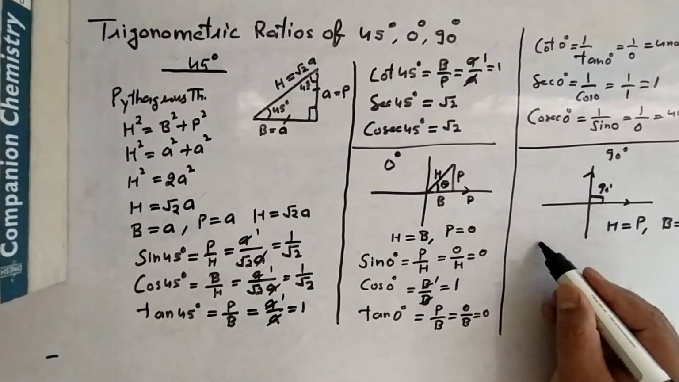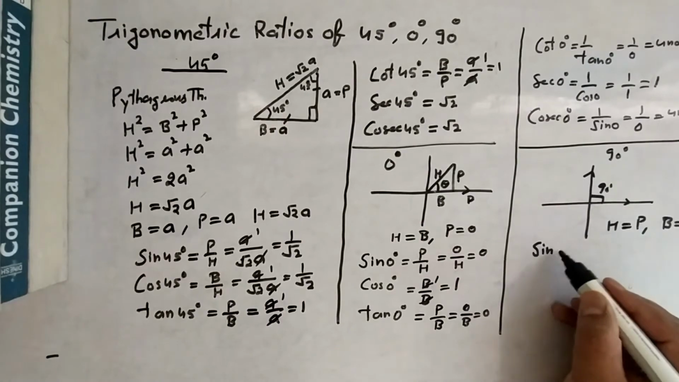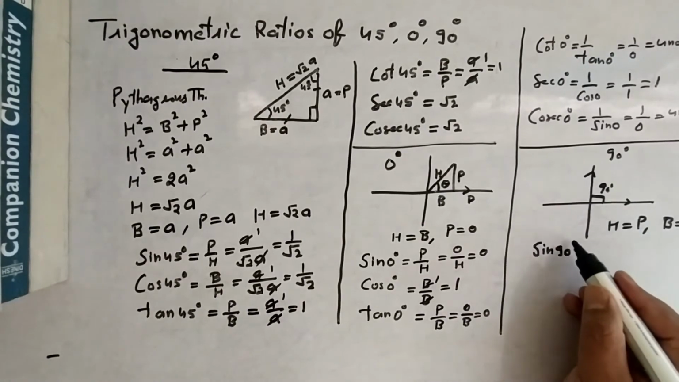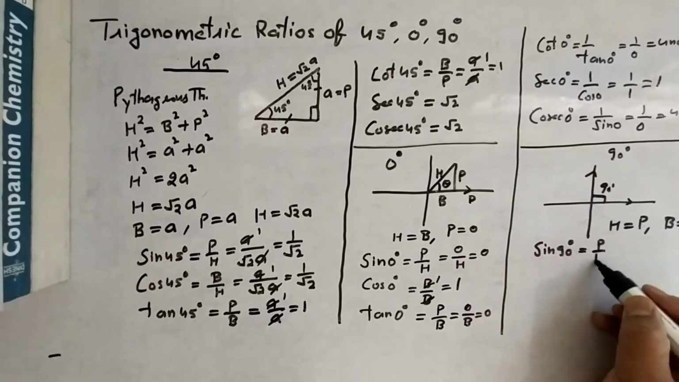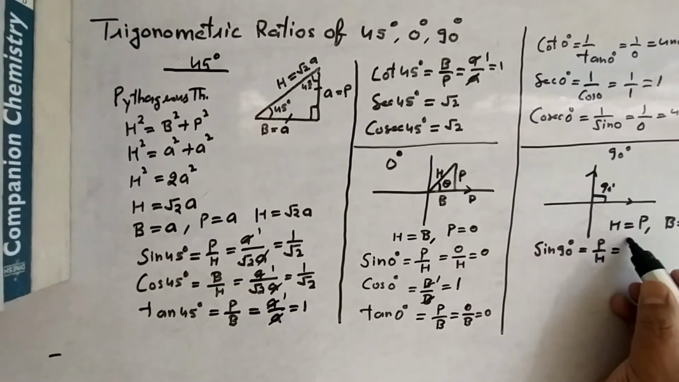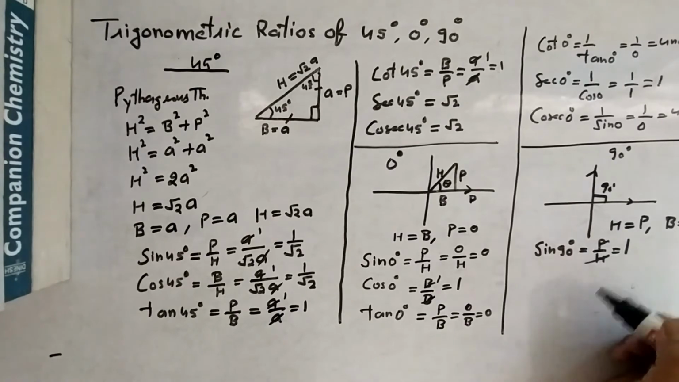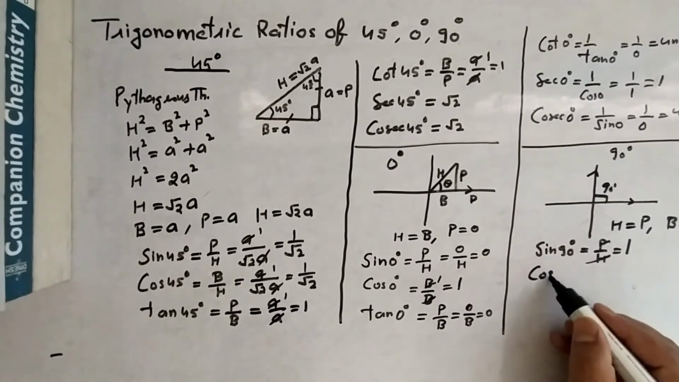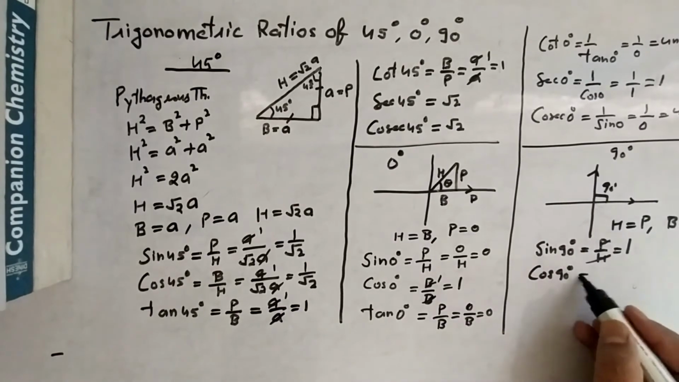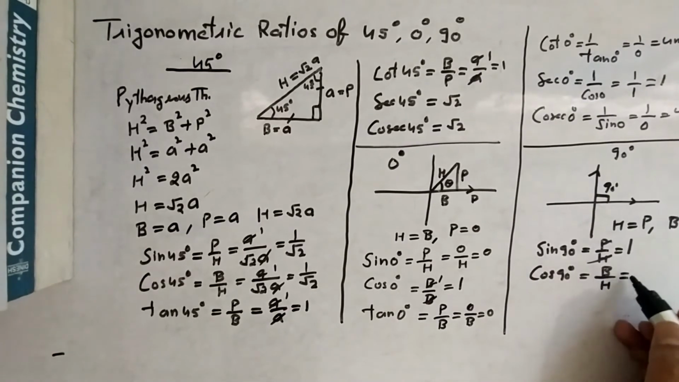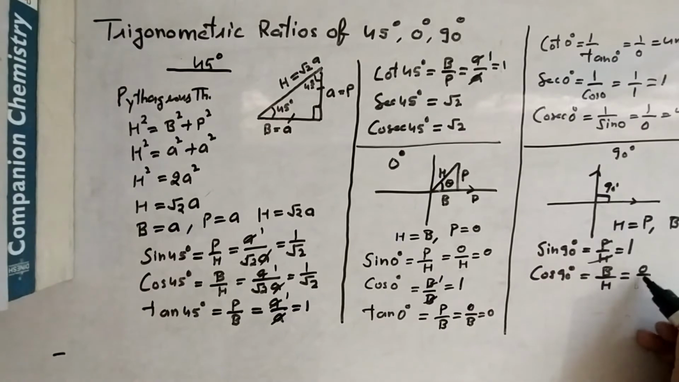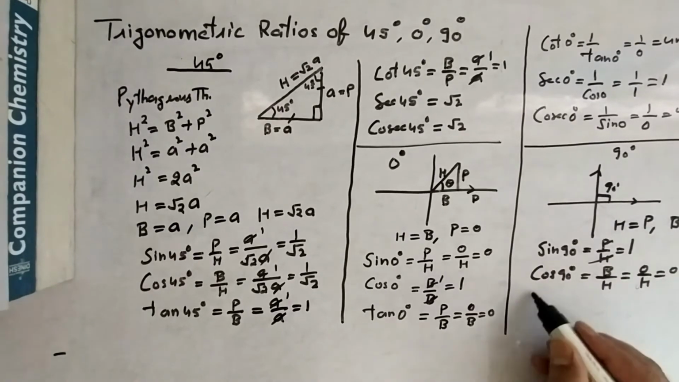Now what is that similar technique? What is sine 90 degree? In this case, sine 90 degree is nothing but perpendicular over hypotenuse. So you get 1 because they cancel out. Similarly, cos 90 degree, here you get base upon hypotenuse. So here base is 0 over hypotenuse, you get 0.